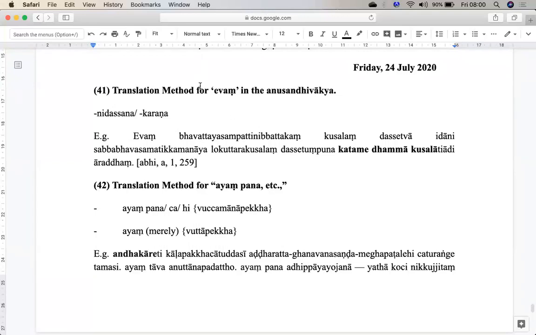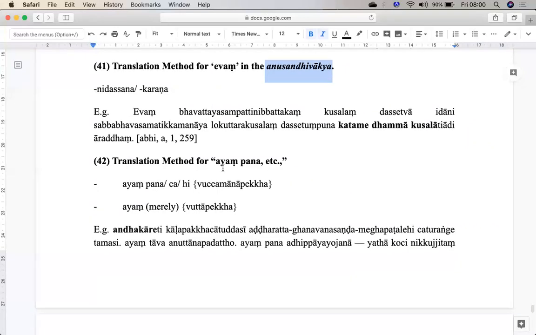Today we will learn the first one, the particle evaṃ, mostly found in the Anusandhi vākya. Anusandhi means showing the connection of two words, two sentences, or two ideas. Later I will explain that one.